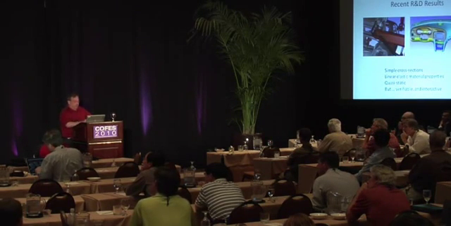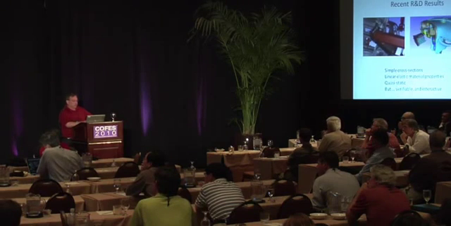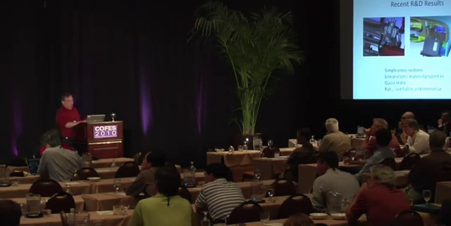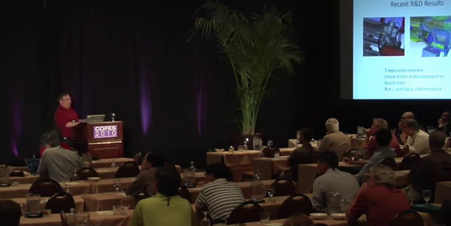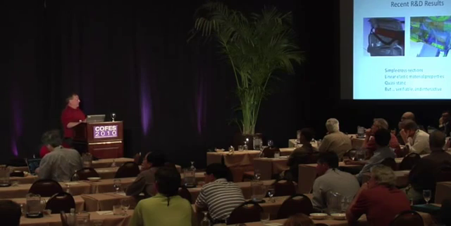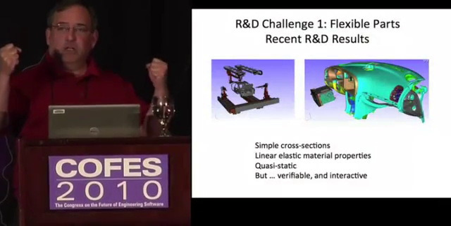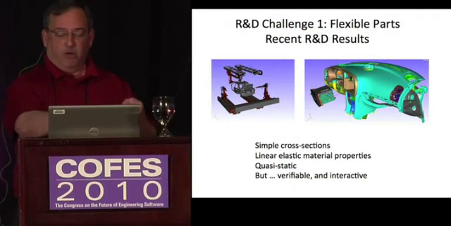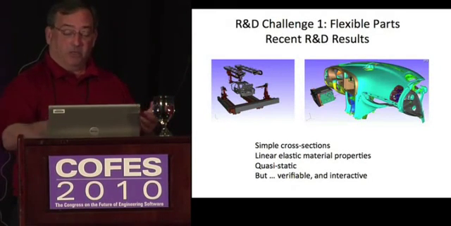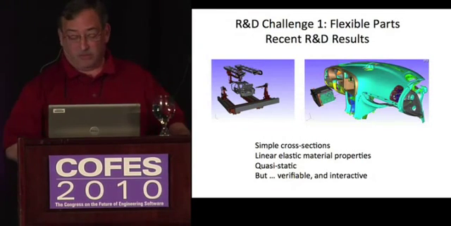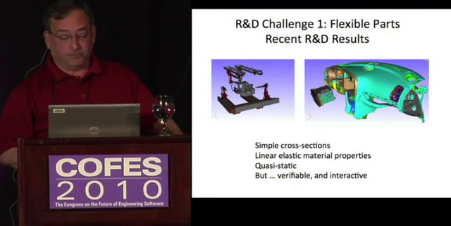But these are all very simple cross-sections. They assume linear elastic material properties. They're quasi-static. They're interactive, but they're quasi-static. But they're physics-based and they're verifiable. That is to say, I can measure in a laboratory and scan these parts. And if the parts are linear elastic materials, these calculations are quite accurate.